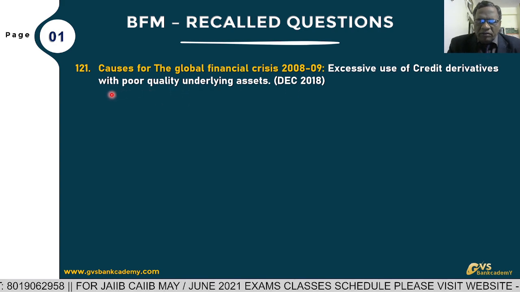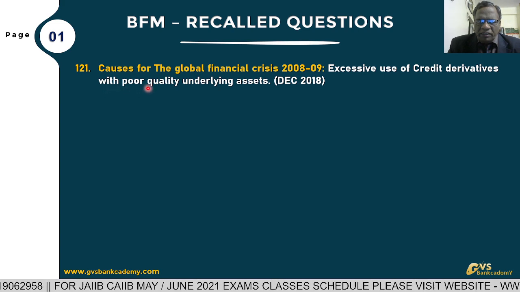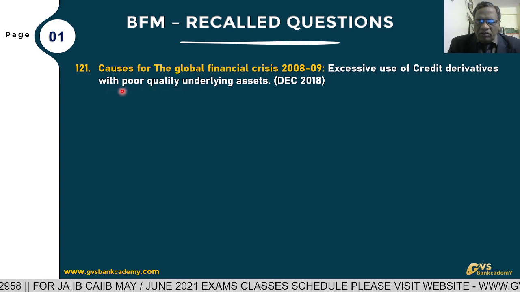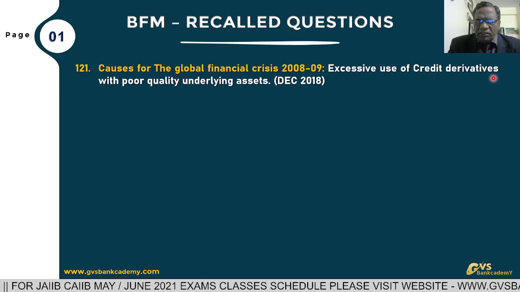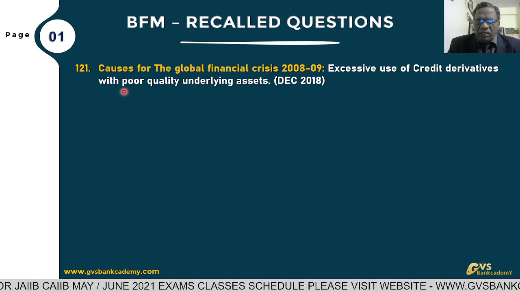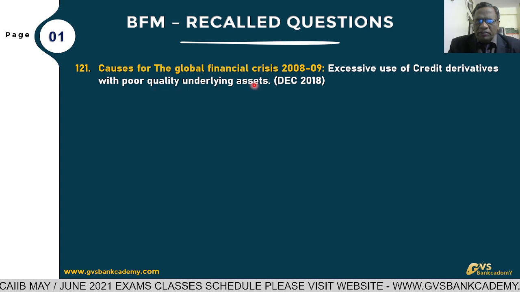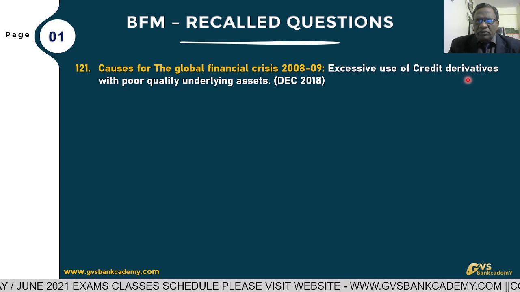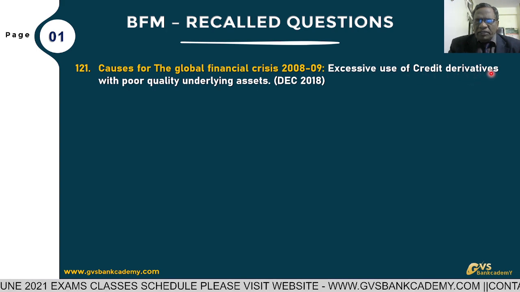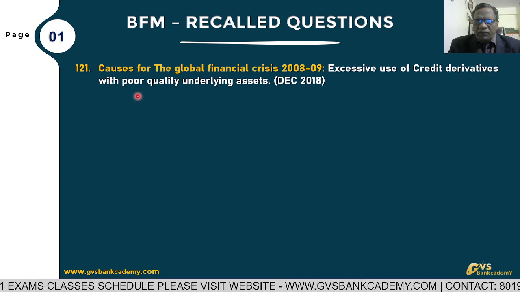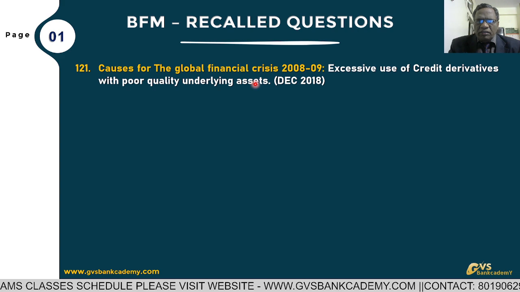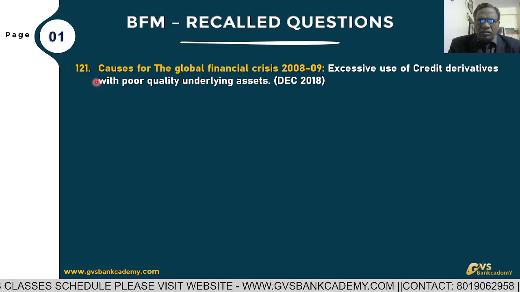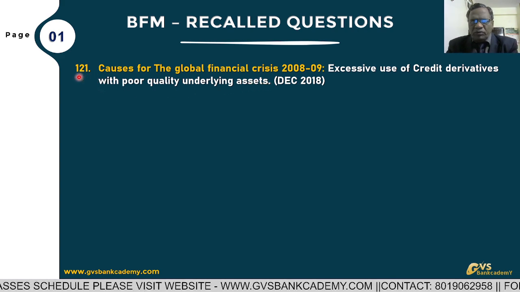The banks, after default, were not getting the realization. That's why the quality of the underlying assets under credit derivatives is poor. It means they are not getting the value from these derivative underlying assets. So the main reason is excessive use of credit derivatives for credit risk mitigation, and the quality of the underlying assets is very poor. Realization they are not getting as per the outstanding amounts. That is the main reason. That is question number 121.